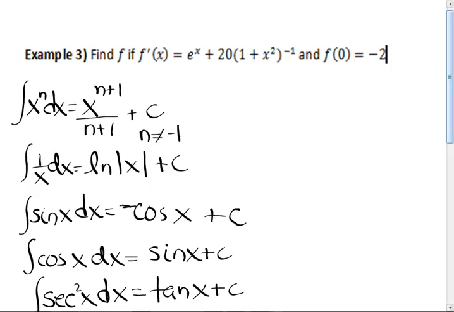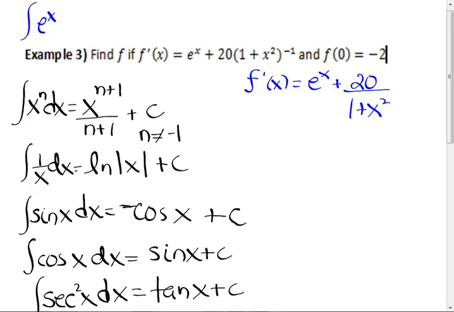So let's write it this way. F prime of x is equal to e to the x plus 20 over 1 plus x squared. Now I'm much happier about the way that's written. Oh, I forgot this one, because it's too easy. What's the antiderivative of e to the x? E to the x.